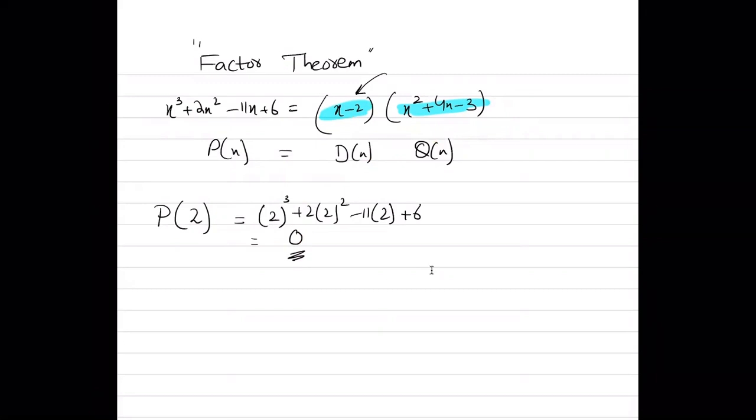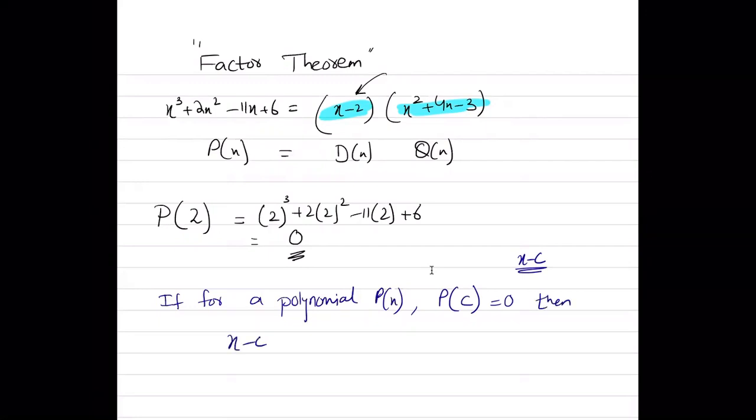So generally you can say that for a polynomial p of x, if you have x minus c as a factor, and if you plug in the value of c in the polynomial and that comes out to be 0, then you can say that x minus c is a factor. This is the simple factor theorem.